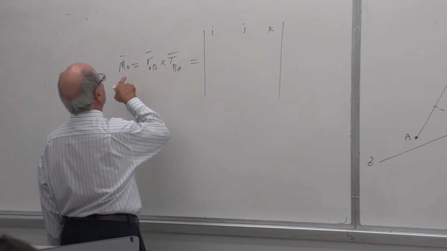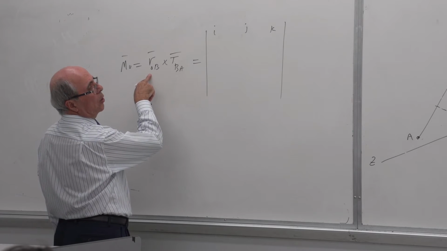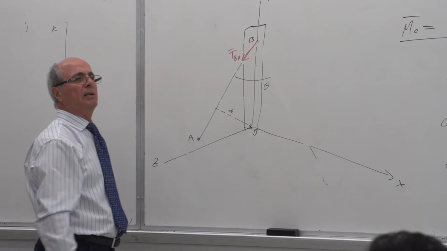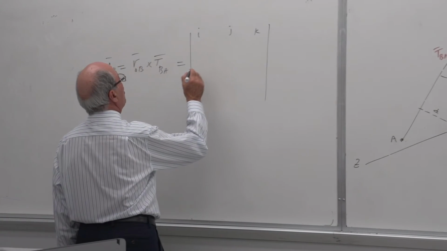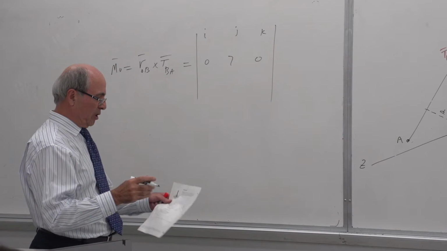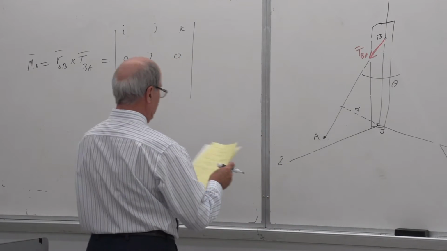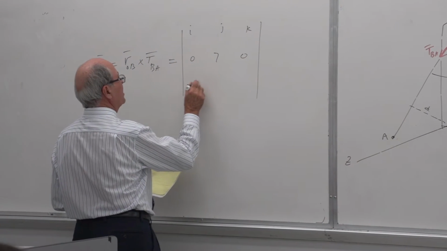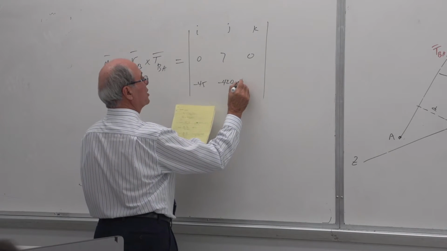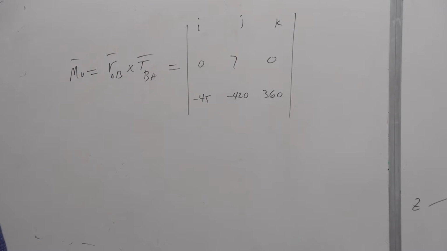Therefore, I'm taking the moment of the T_BA about point O, which gives me a position vector OB cross product T, which is the definition of the moment. OB is 0, 7, 0. Is that correct or not? And T_BA, what was the T_BA? You have it written somewhere there. T_BA was equal to minus 45, is that correct or not? Yes? And minus 420, correct? And plus 360. That is only the moment of T_BA about point O.